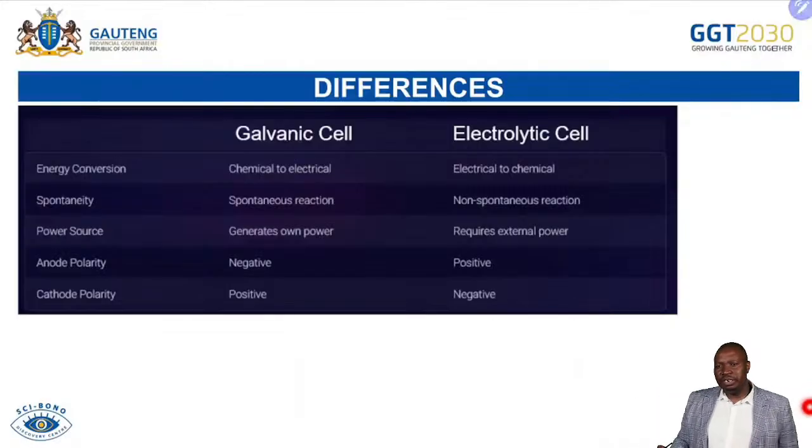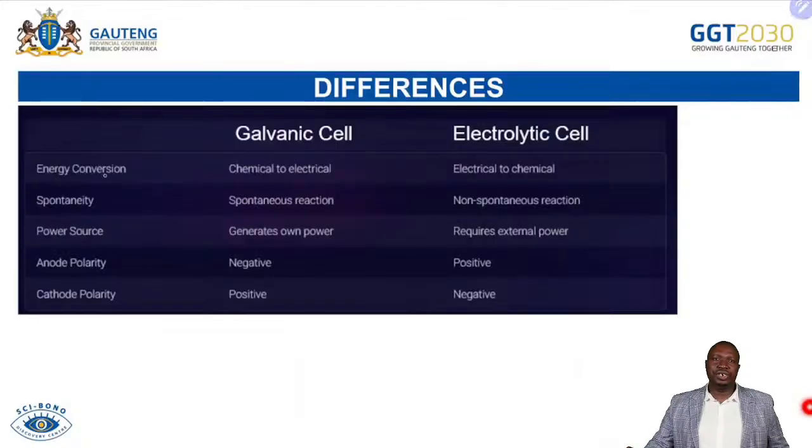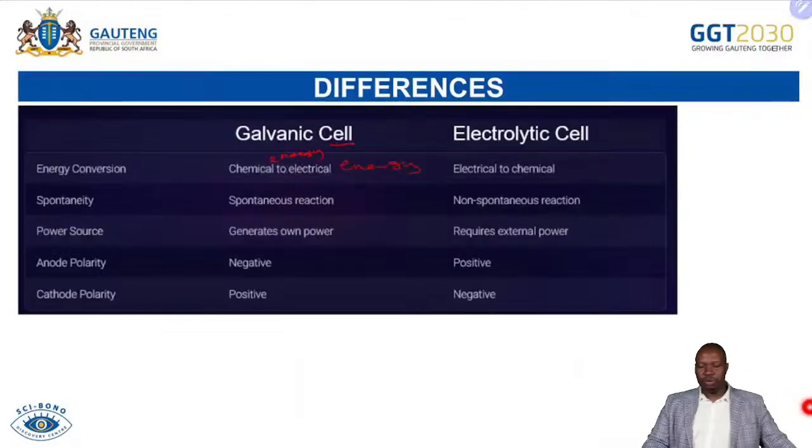Now, in terms of differences, look at energy conversion, for example. To say galvanic cell, it's a cell that converts chemical energy to electrical energy. Don't just write chemical to energy. You must say chemical energy to electrical energy. Then you are able to get your marks.